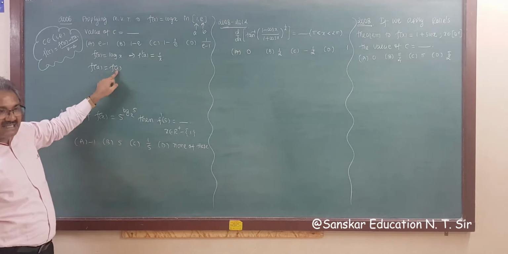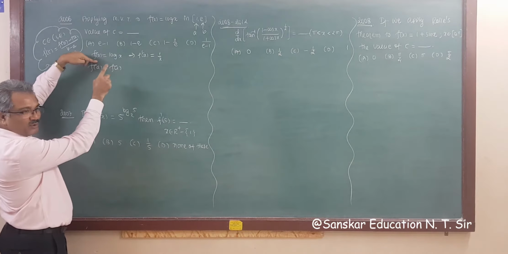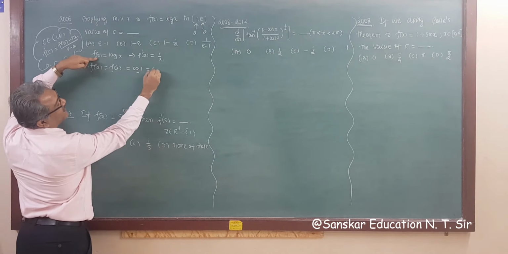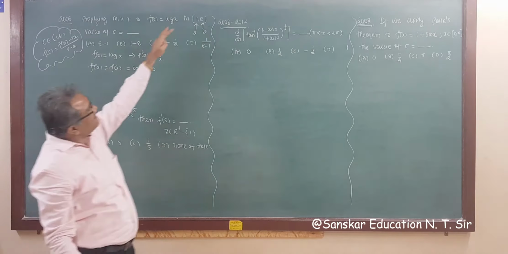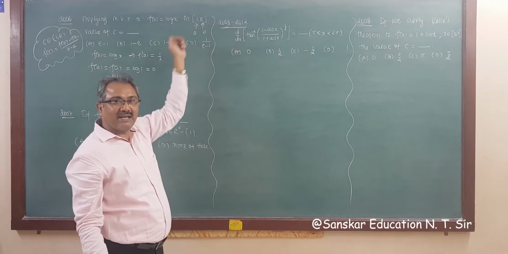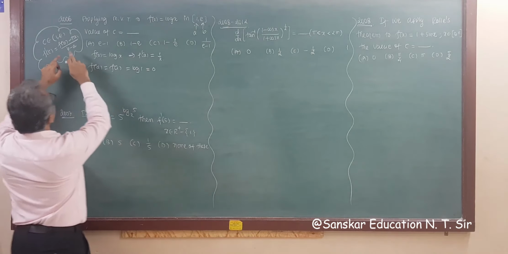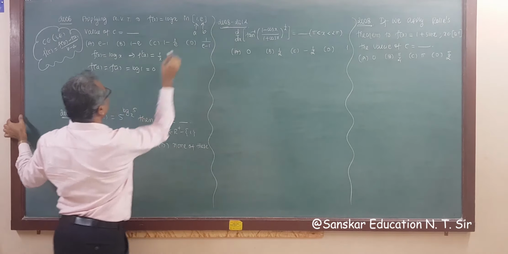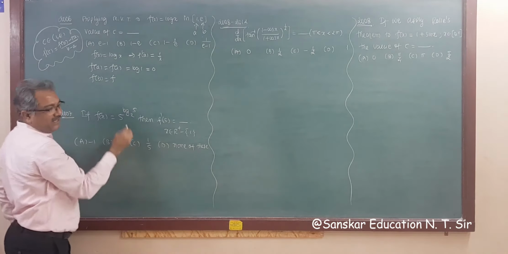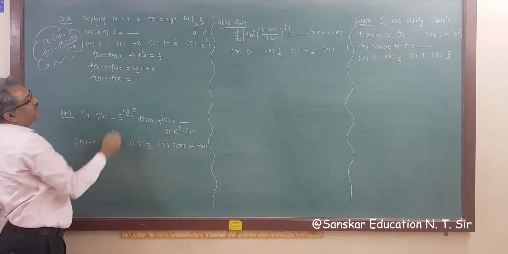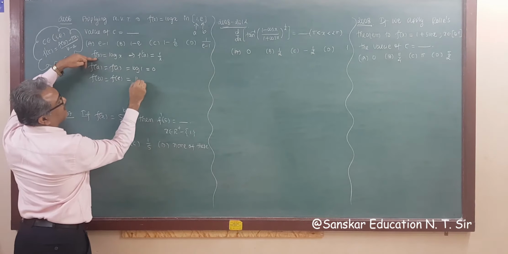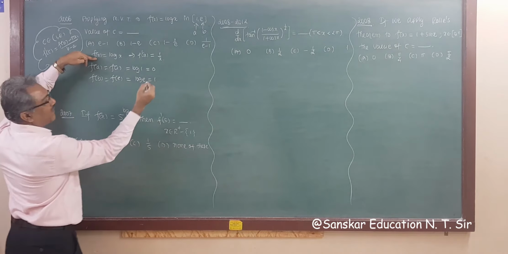Now substituting x equal to 1, what we get? Log 1, and the value of log 1 is always 0. Here a and b are given as 1 and e, closed interval [a, b]. Now f(b), so b is e, and substituting e instead of x in the given function f(x), this is log e, and log e is 1.